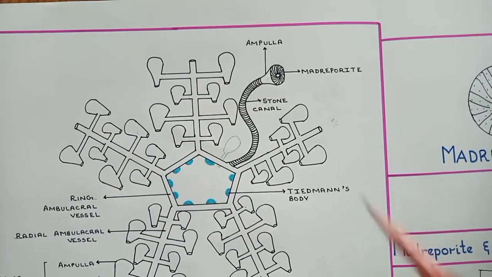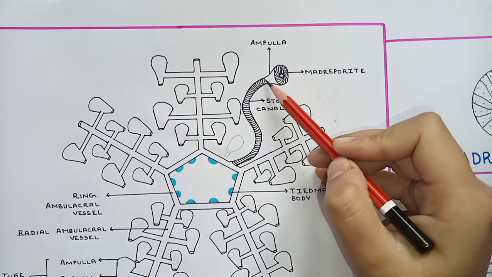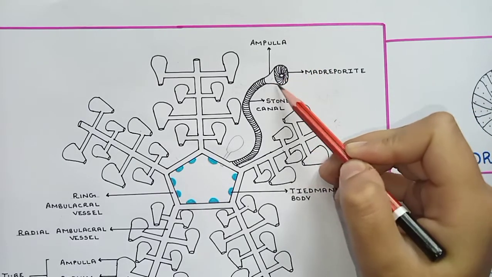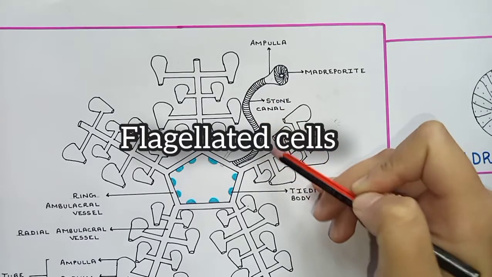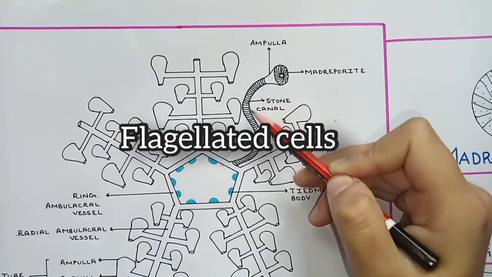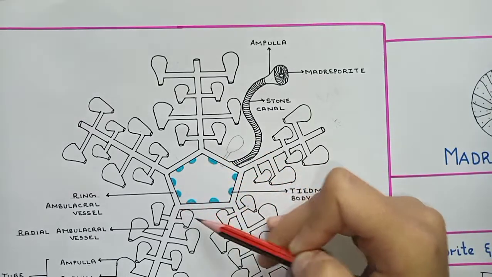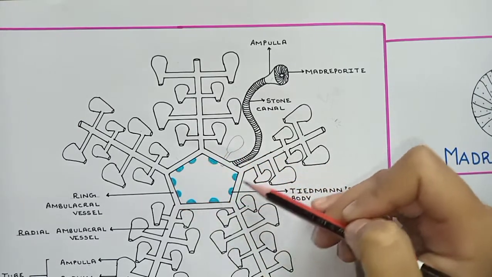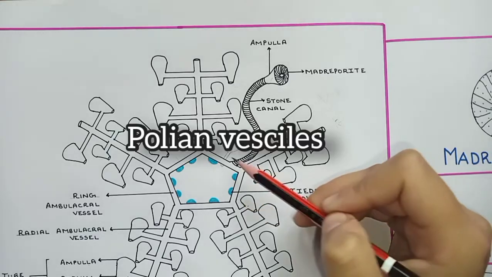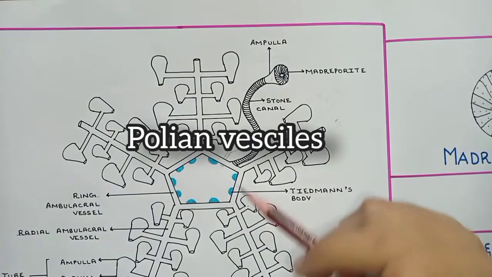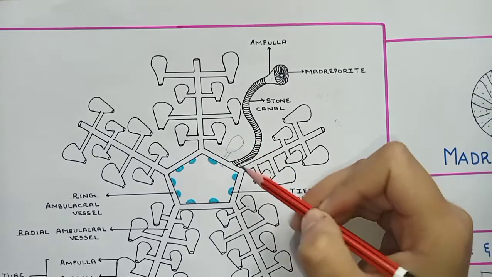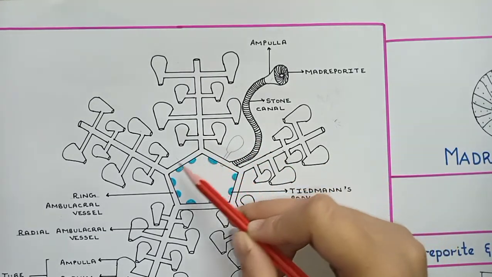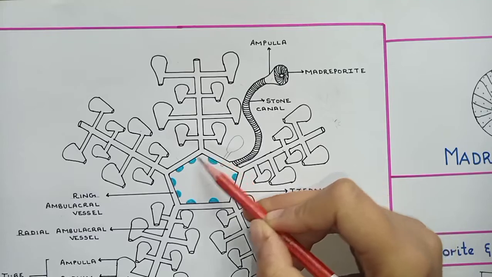Now we understood how the water vascular system works. The water enters from the Madreporite, gets collected in the ampulla, and enters the stone canal, and via flagellated cells inside the stone canal, the water gets directed towards the ring canal. Now, because it is the class Asteroidea, there is absence of Polian vesicles. Otherwise, in other classes, the Polian vesicles help to store the excess water.